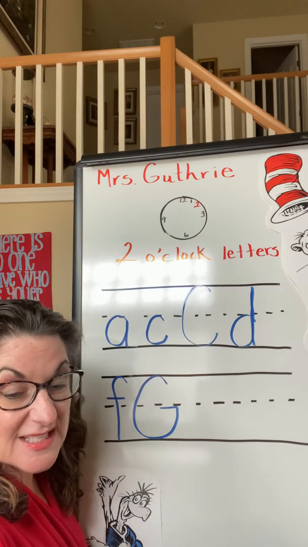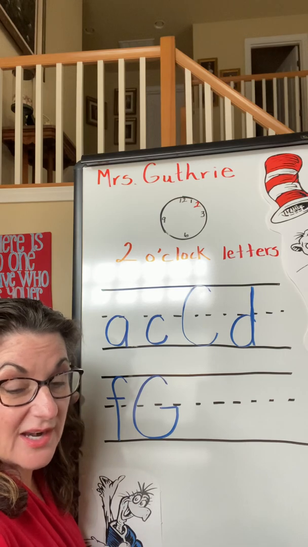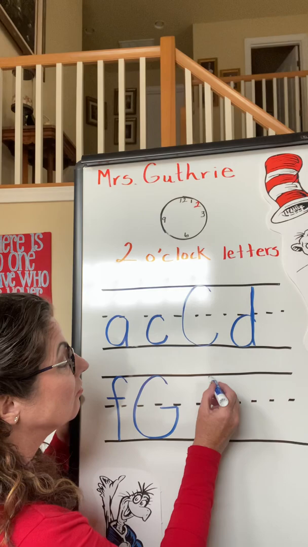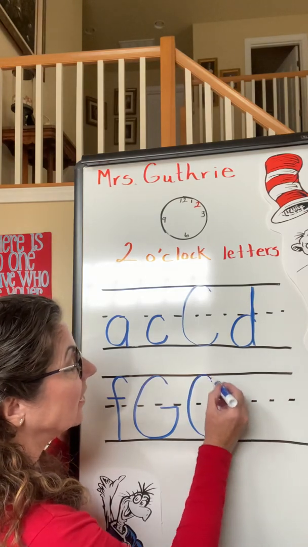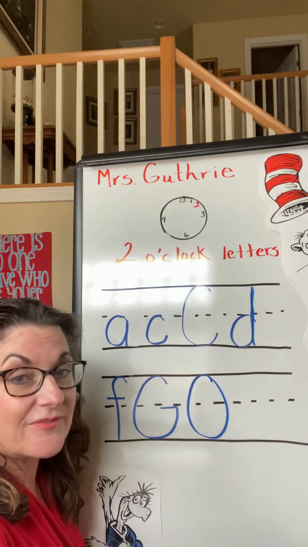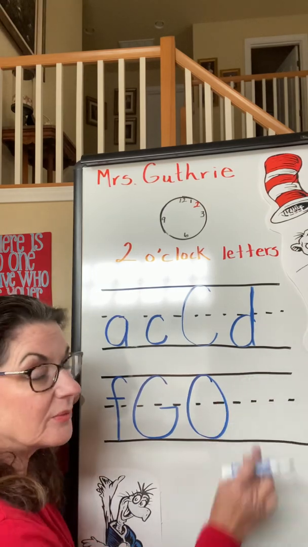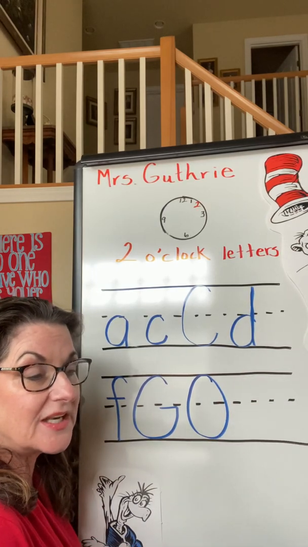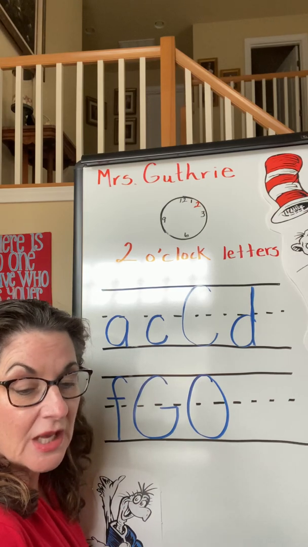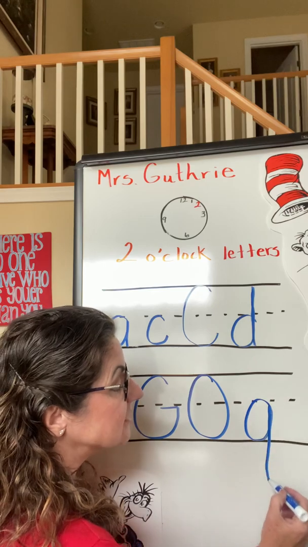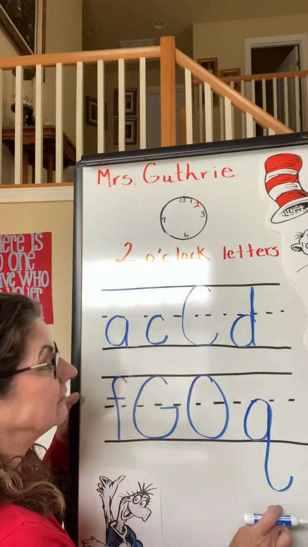Let's see, our next one, we have to go quite a ways to get our next one, and I think we could start with O. O is a 2 o'clock letter. So it doesn't have to be perfect, but we want to make sure we start at 2 o'clock because that, especially when we do cursive, gets us ready to write the next letter. Q is a 2 o'clock letter. I start at 2 o'clock and I go around.